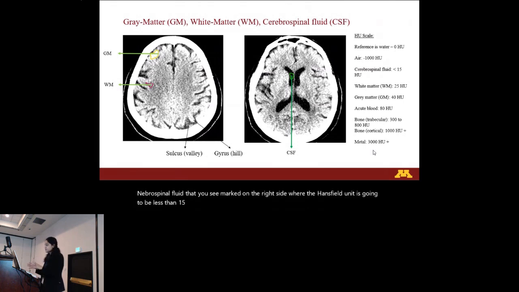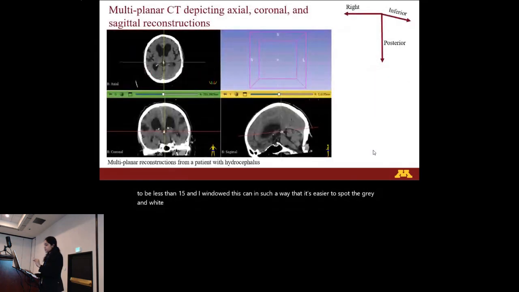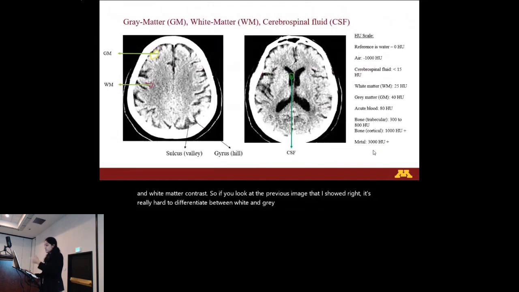I've windowed this scan in such a way that it's easier to spot the gray and white matter contrast. If you look at the previous image that I showed, it's really hard to differentiate between white and gray matter, whereas here you can see at the corner of the brain, at the surface, the gray matter, which is more dense as compared to white matter.